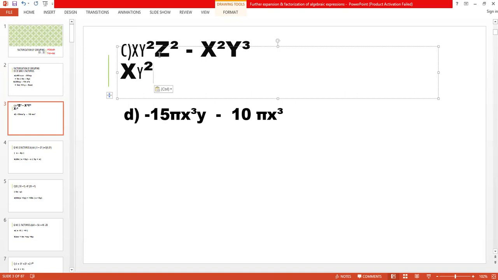Next, z squared. There will be no common factor here. So we have just two common elements, that are x and y squared. So we put the bracket, and inside the bracket we have only z squared. So here I have to put z squared.